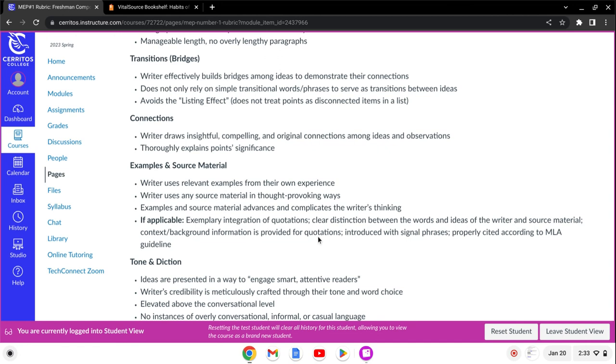Context and background information is provided for your quotation, so you're actually kind of explaining the quotation a little bit. You're introducing them with signal phrases. So-and-so states, according to so-and-so, as so-and-so puts it, right? Signal phrases help to introduce quotations to your readers. And then you'll want to properly cite it in MLA format if you do build in quotations to this essay project. So not everybody's going to do that, but if you do, that's the characteristic there.